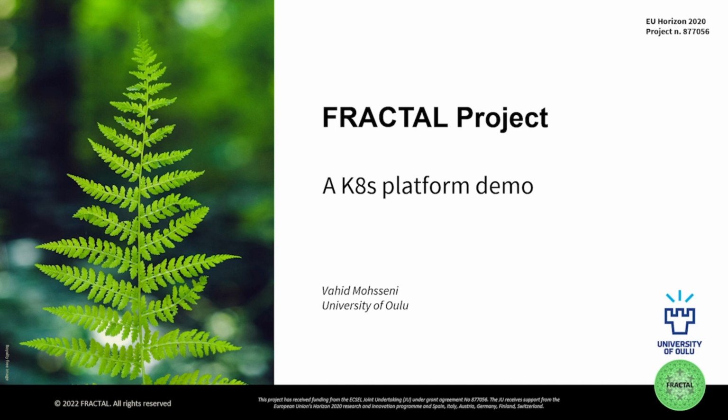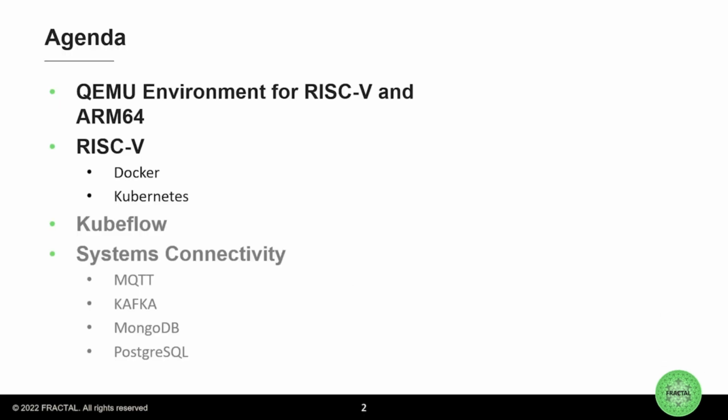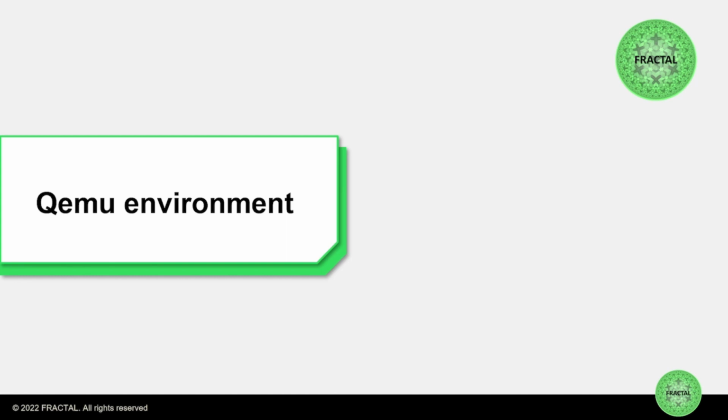Today I'm going to demonstrate the Kubernetes platform with some simple applications for the FRACTAL project. The agenda for today is to investigate the QEMU environment for RISC-V and ARM64 machines. First we will see these platforms alongside the RISC-V Docker and Kubernetes platform in it. Then we will cover other applications of the Kubernetes platform. So let's start with the environment first.